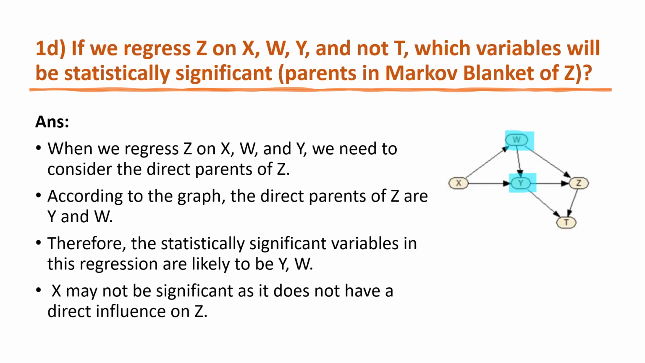Next question. If we regress z on x, w, y and not t, which variables will be statistically significant? So when we regress z on x, w and y and not t, we need to consider the direct parents of z. According to this graph, the direct parents of z are y and w. Therefore, the statistically significant variables in this regression are likely to be y and w. X may not be significant as it does not have a direct influence on z.